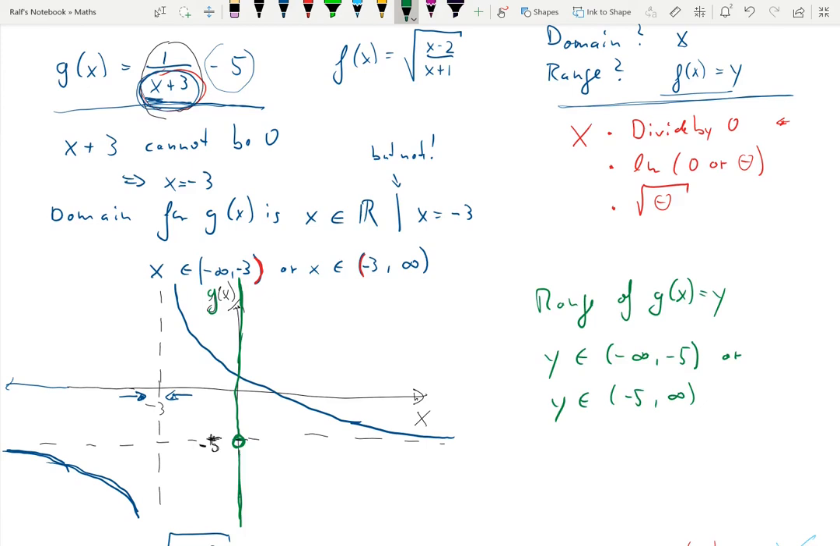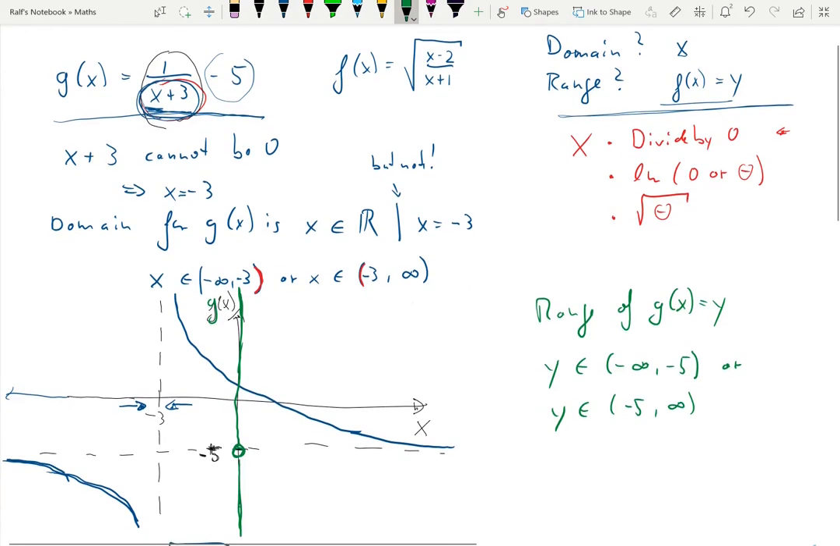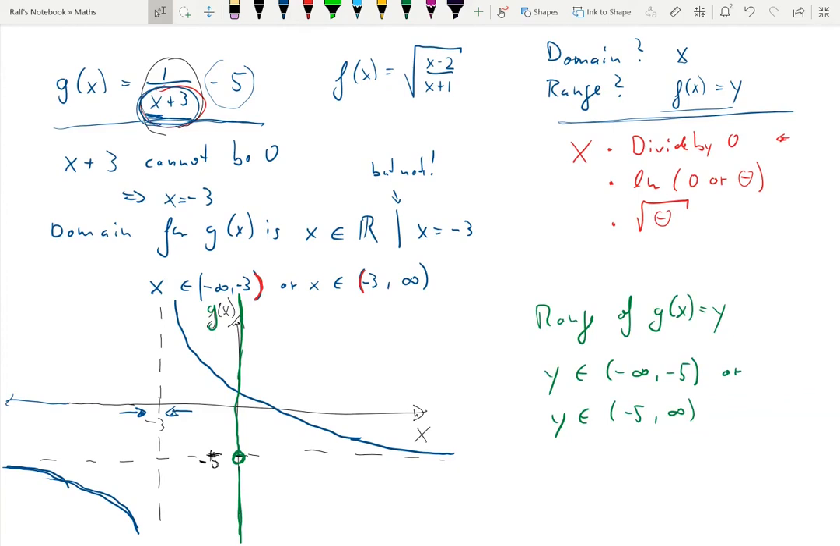So just as a little recap, the important thing if you want to understand ranges and domains for functions: these are the three things you need to avoid: division by zero, a log of zero or a negative number, or a square root of a negative number. These are the things to avoid, and that will drive what the domain of the function is.